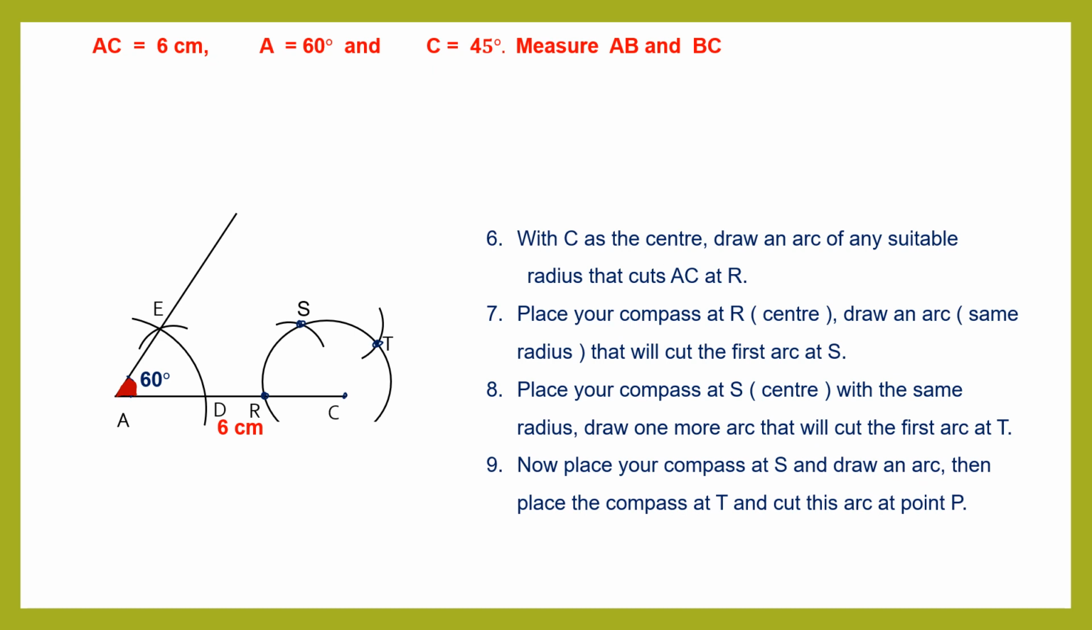Now place your compass at S and draw an arc. Remember, we are looking for 90 degrees, so think of a straight line like this. We're going to place it at S and draw an arc. Then we're going to place it at T and cut that arc. So we've kept it at S and drawn an arc, kept it at T and cut an arc, and this point where the two arcs meet is point P. Next step, join C and P. Now we have C here and P here. Join C and P and extend the line.